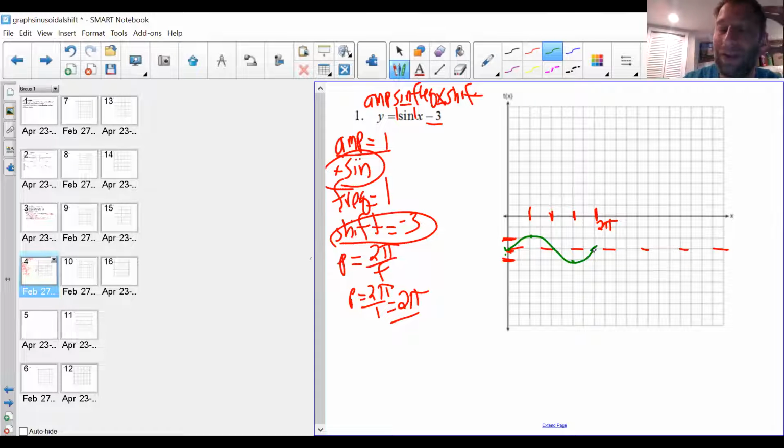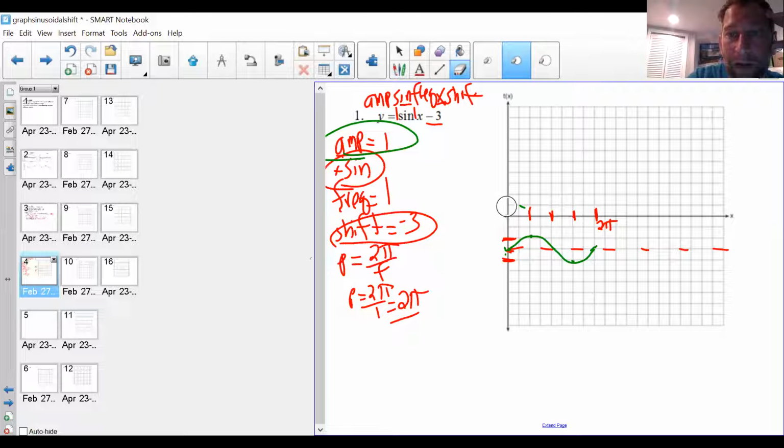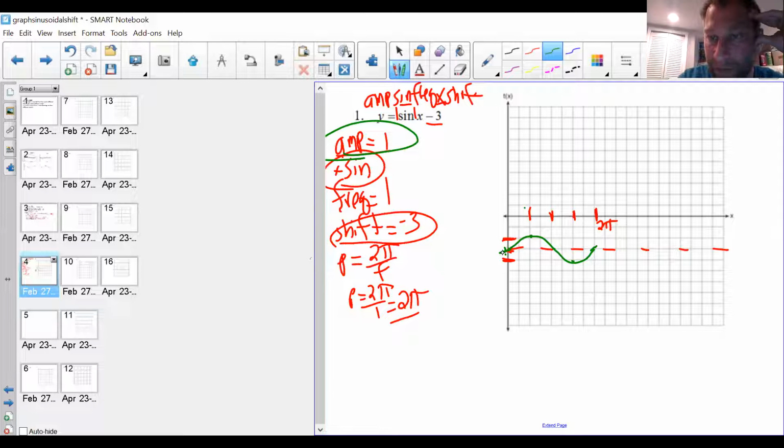Again, the amplitude is the distance from the midline. So if the amplitude is 1, I'm going up 1 from the midline. I'm not going to +1. No, that's wrong. I'm going up 1 from the midline, which is here. And again, the midline is the shift.